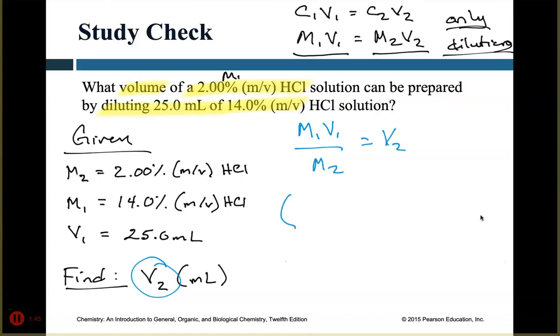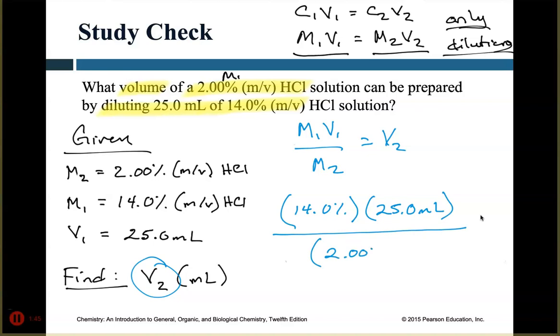But if I rewrite that again, M1V1 over M2, because I'm solving for V2. Plug in what I know. My M1 was 14%. My V1 is 25 mils. My M2, I want to get to a final usable concentration of 2%. You'll see, again, this is what I was trying to get at with the units. Percent cancel out, and I'm left with units of milliliters, which is a unit for volume, so I'm in good shape. We do all that math out.